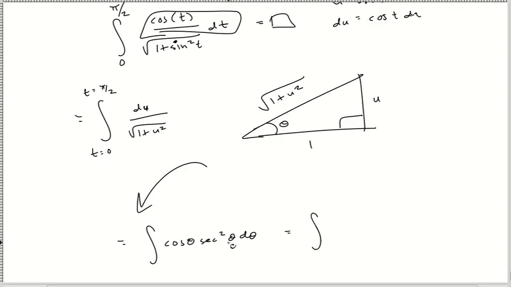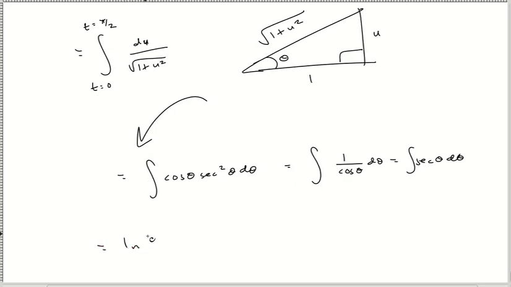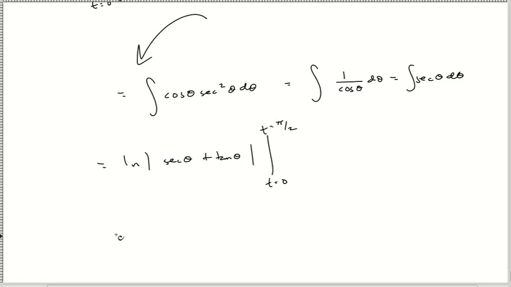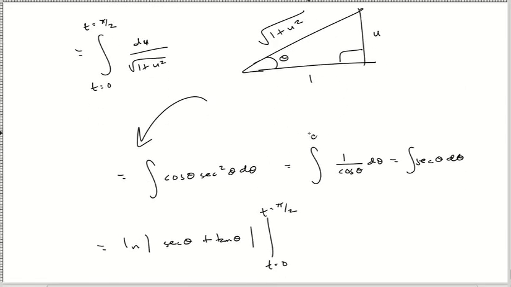Some of this will cancel. Obviously, those are cosines in the bottom. So it ends up with just a cosine in the bottom, which is just a plain old secant, which is our friend today because we have secant plus tangent on our side. Okay. This is still t equals 0 to t equals pi over 2. So I have to go and convert it back. Looking back at my triangle, I do all my stuff here. Let me flip the page.